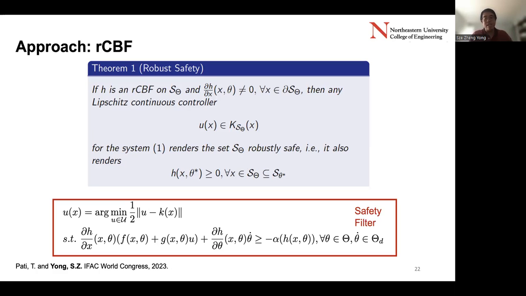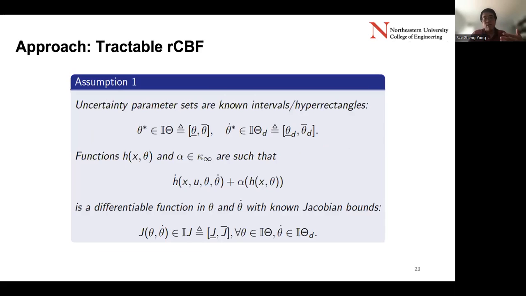And then we can put that into the safety filter. So if we can find it, put it into this safety filter in a way that's tractable and computable, that's what we are going to be talking about next. And specifically, we have different assumptions for that, but for the sake of this talk, I will just focus mostly on parameter sets that are known intervals or hyperrectangles. And we assume that we know something about the functions being differentiable with known Jacobian bounds.